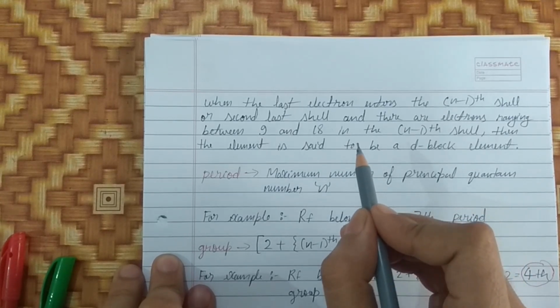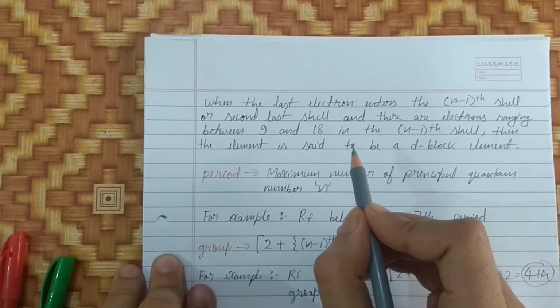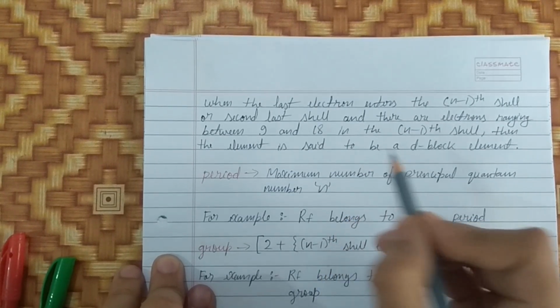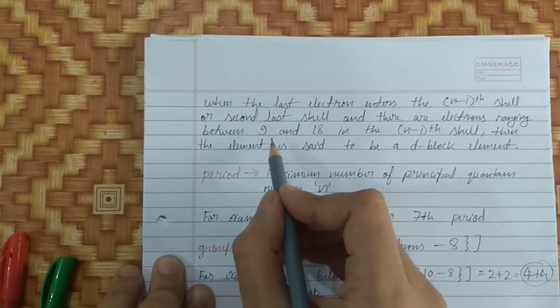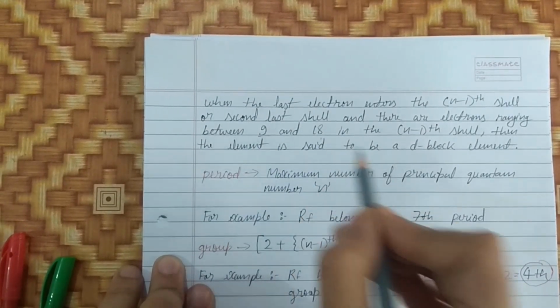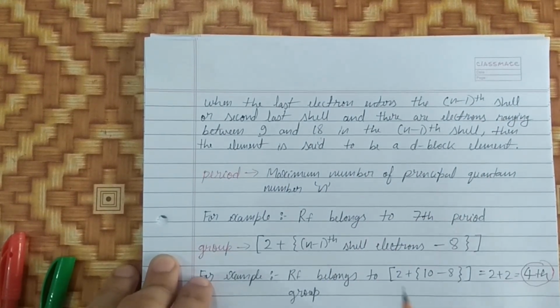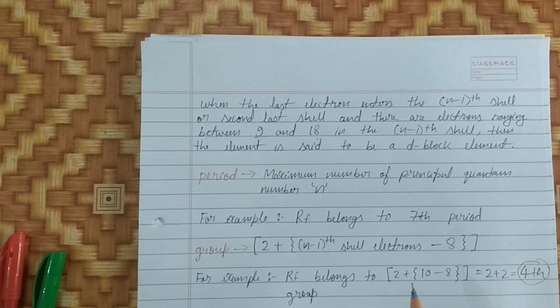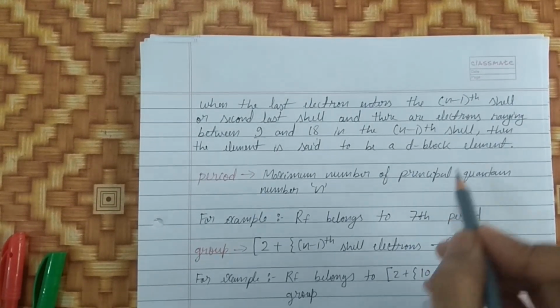For example, in Rutherfordium, the last electron entered the n-1th shell and it was 10 in number. So in such cases where the last electron enters the n-1th shell and it ranges between 9 and 18, the element is said to be a d block element. Means the n-1th shell should be getting filled and the electrons should be ranging between 9 to 18. Then it is called a d block element.